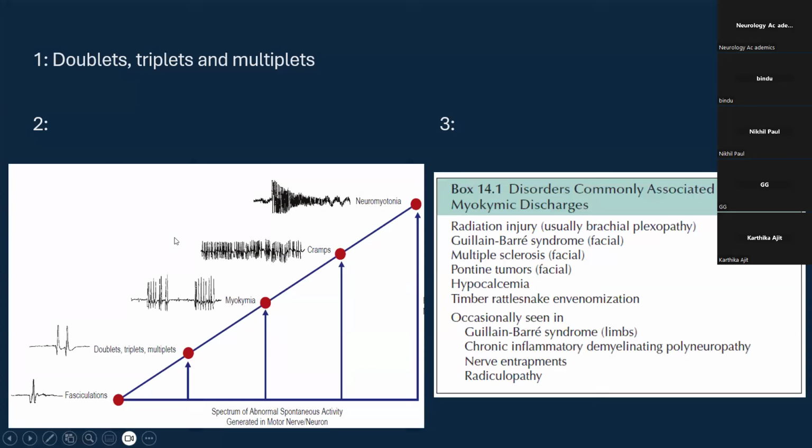Other abnormal spontaneous activity that can be seen in this spectrum is myokymia, cramps, and neuromyotonia. And the disorders associated with these myokymic discharges are radiation injury, GBS, multiple sclerosis, posterior fossa tumors, hypocalcemia, and rattlesnake envenomation.